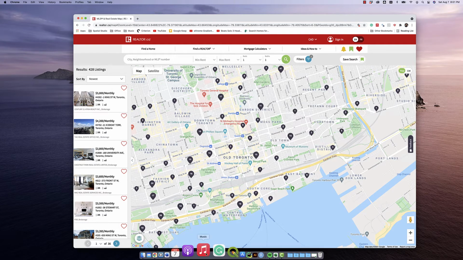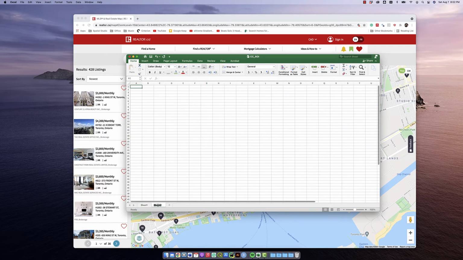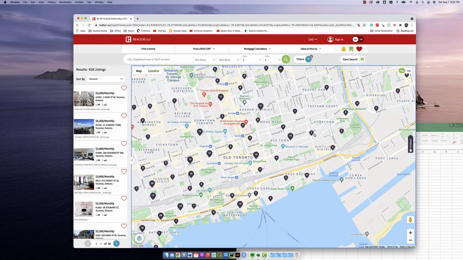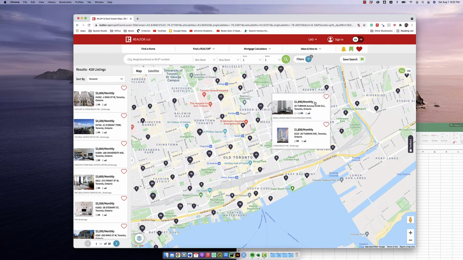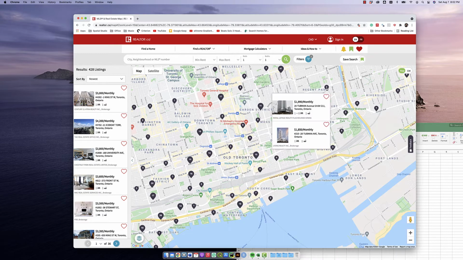And I'm just going to go to my Excel spreadsheet here and start building it up. So I'm going to call this Toronto cash on cash return on investment, and I'll start building it up. I'll just take some of them. So Regent Park, I've got one which is $1,990 per month rental cost, and that would be in Regent Park.